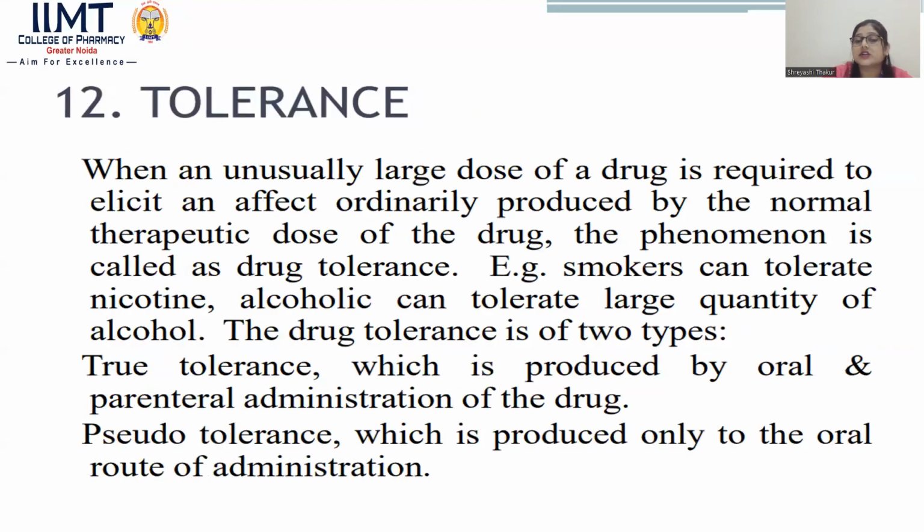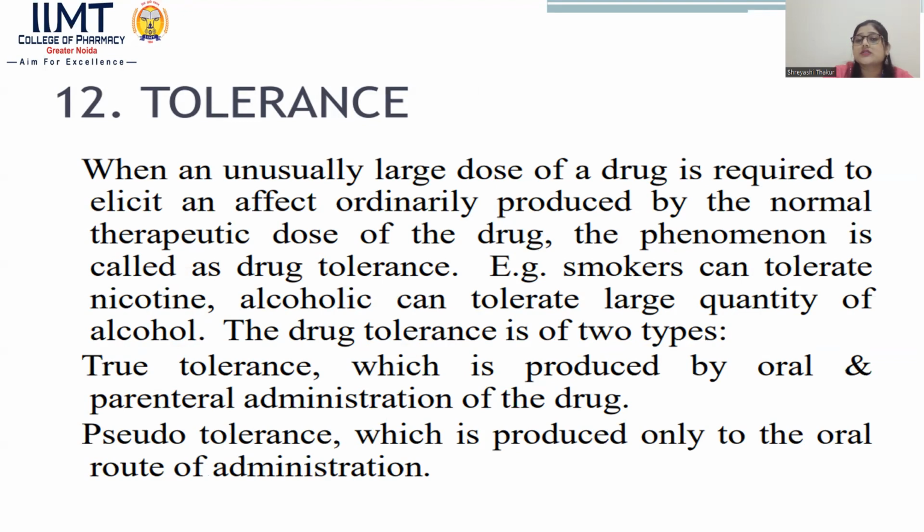The next one is drug tolerance. When an unusually large dose of a drug is required to elicit an effect ordinarily produced by the normal therapeutic dose of the drug, the phenomenon is called drug tolerance. As for example, smokers can tolerate nicotine, and alcoholics can tolerate large quantities of alcohol.